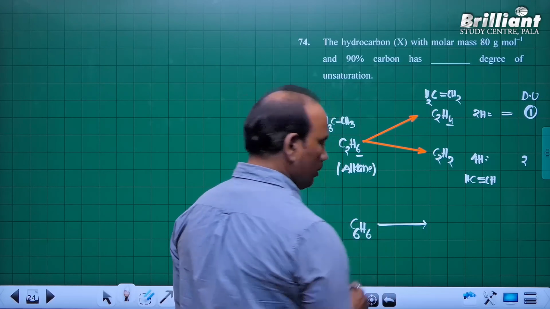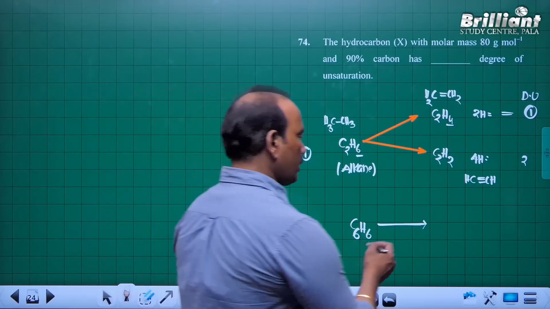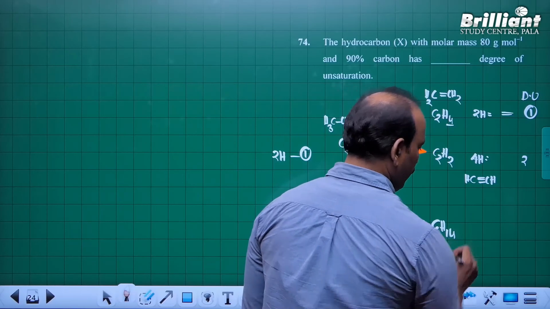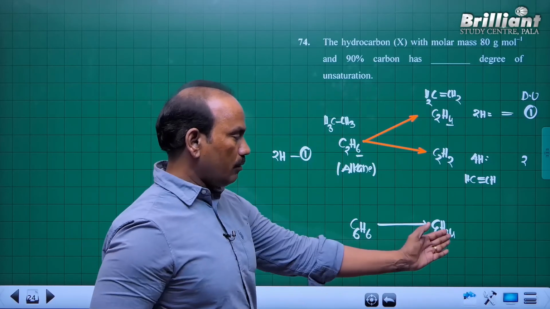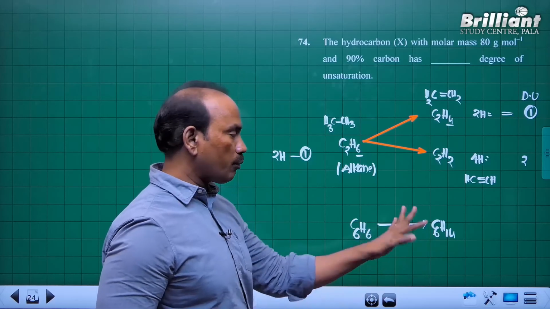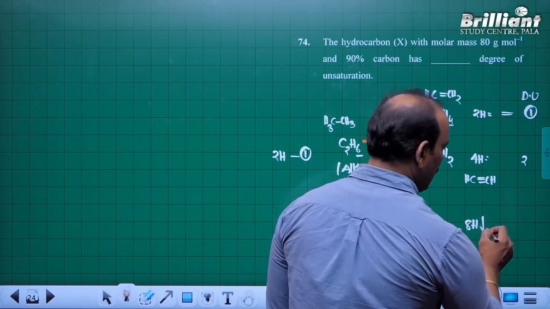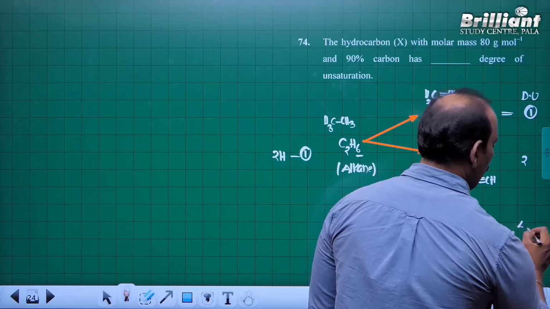C6H6. I want the degree of unsaturation. What is the relative alkane? C6, double plus 2, that is 14. How many hydrogens are less? 14 minus 6, that is 8 hydrogens less. 8 hydrogens less means divided by 2. What is the DU? That is 4.